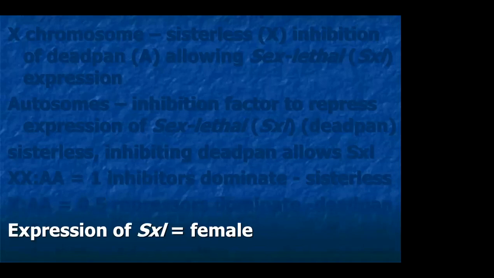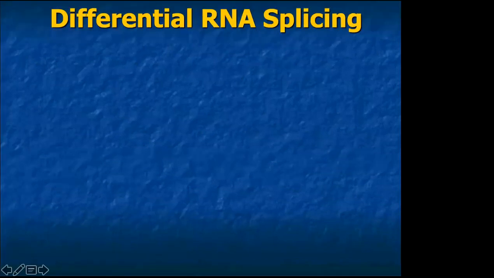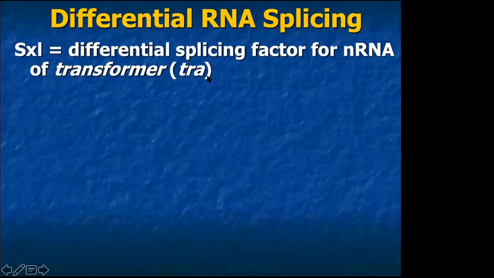Expression of sex lethal results in a cascade of events that's going to result in a female phenotype. And this involves differential splicing. We're going to talk about several different instances where differential splicing plays a critical role in this process. Sex lethal is a differential splicing factor for the next gene in the cascade, referred to as transformer. So the presence of the protein sex lethal is going to allow for an alternative splicing event of the transformer gene.